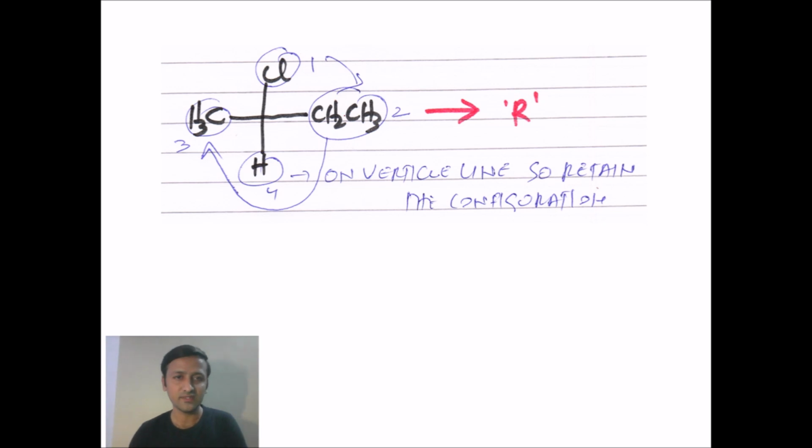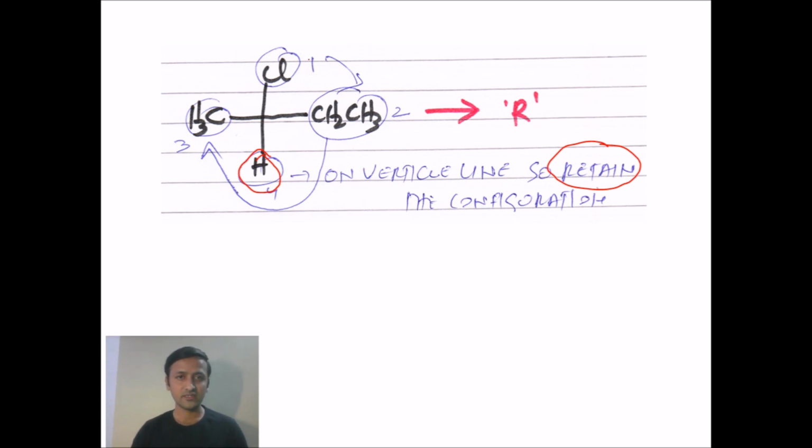Let's take the next one, the second example. Now I have taken the lowest priority group on the vertical line. You can see hydrogen here. Okay, first we need to give priority. Chlorine gets 1, ethyl gets 2, and methyl gets 3. Right, now the lowest priority group is on the vertical line, it means what? It's away from the observer. Okay, so we need to retain the configuration as it is. There's no need of inverting the configuration here.